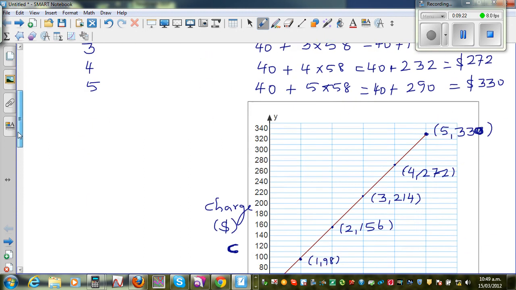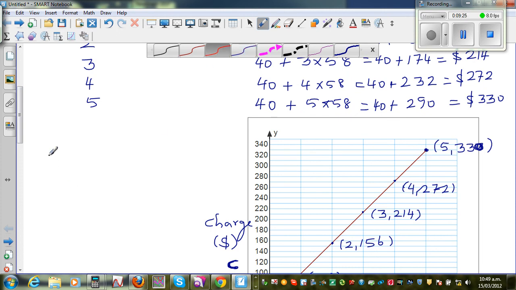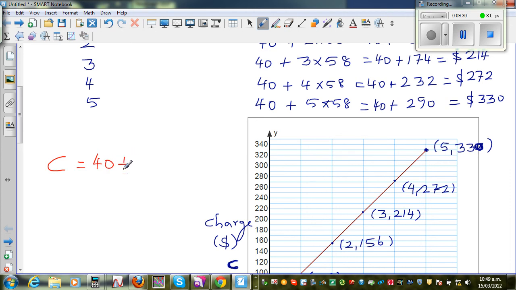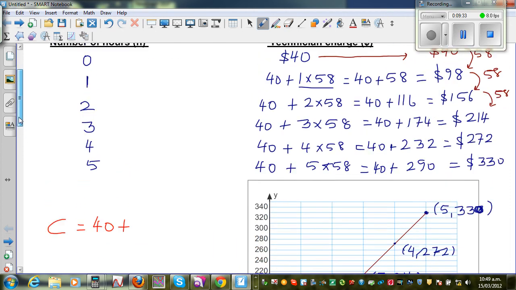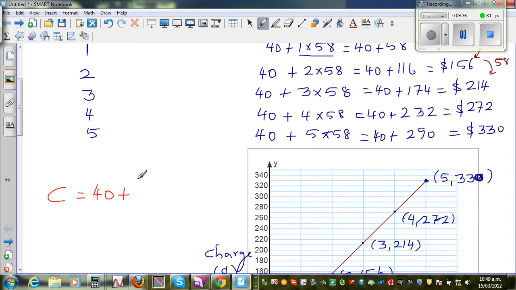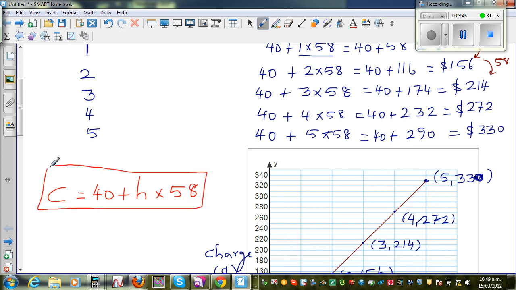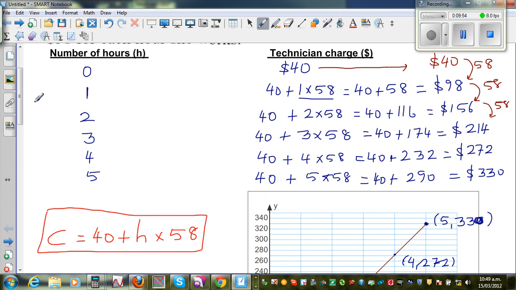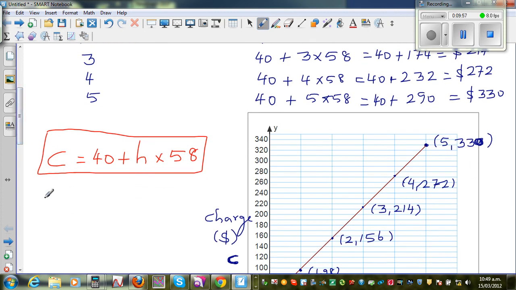So the equation, I'll write the equation here with a different color. Cost C is 40 plus the number of hours H times 58. That is the relation between cost and the number of hours. The technician may have this equation sitting on her table, or she can also make up this table. If someone is asking her how much would it cost, my job is say 4.5 hours.